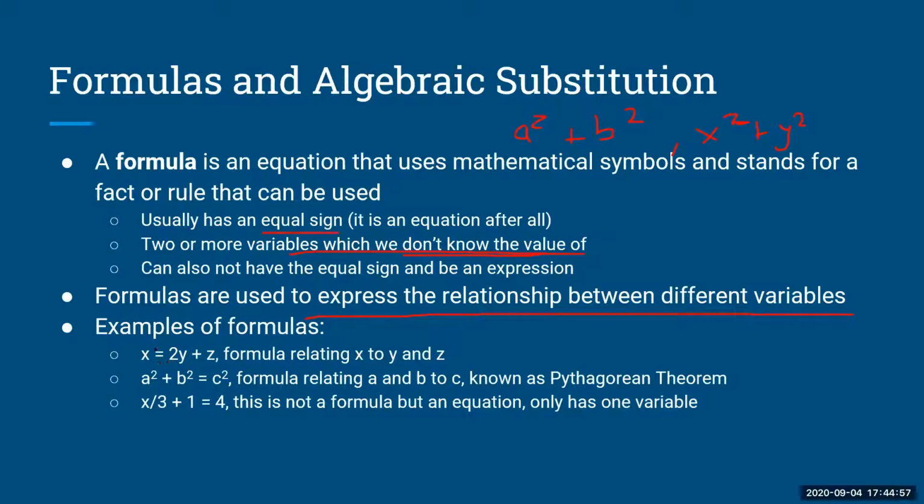Here's the most common example: a squared plus b squared equals c squared, the Pythagorean theorem. If you have a right triangle, it relates the square of the hypotenuse to the sum of the square of the long leg plus the square of the bottom leg. It just relates a and b to c. That's all you need to know, basically.